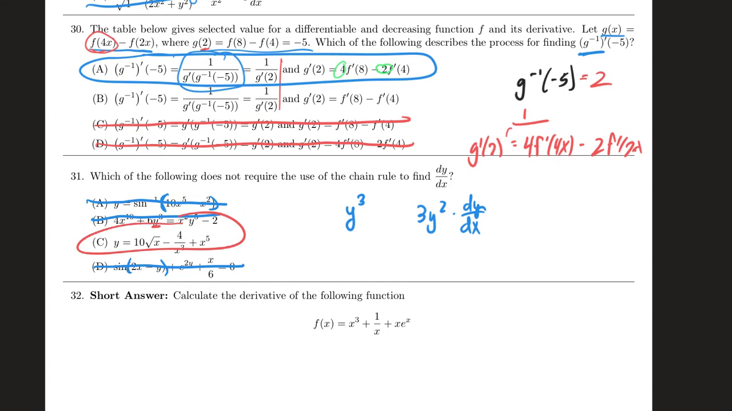So B doesn't look like you need the chain rule because there's no parentheses. But even y cubed is technically y raised to the third power. All the other ones are just power rule problems. That's x to the 1/2. That's x to the -3. That's x to the 5th.